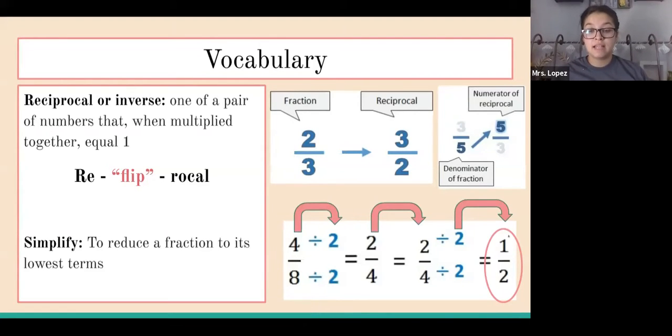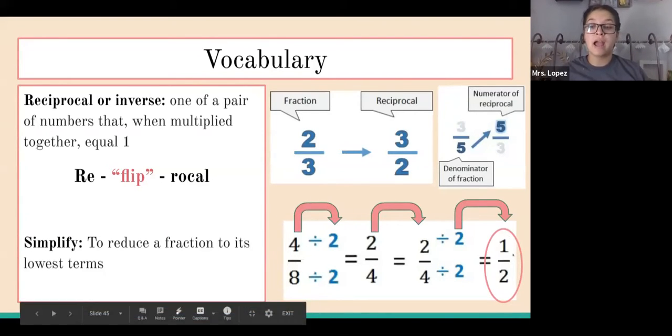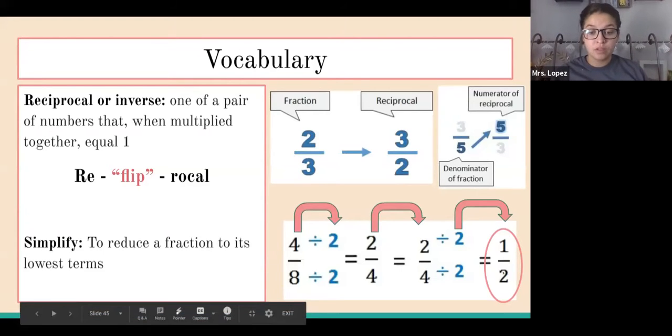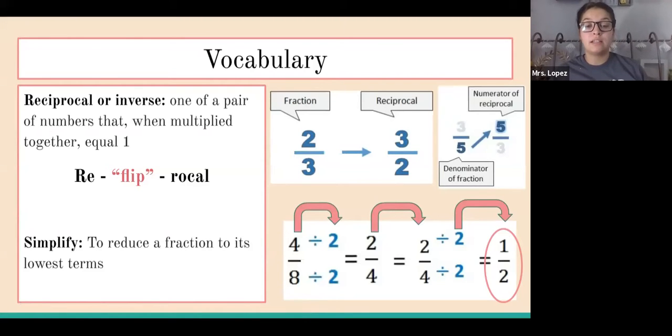4/8 is the same fraction as 1/2. They're just a different amount. So this is reducing the fraction to its lowest form of a half. This will help you also later on in our lesson.